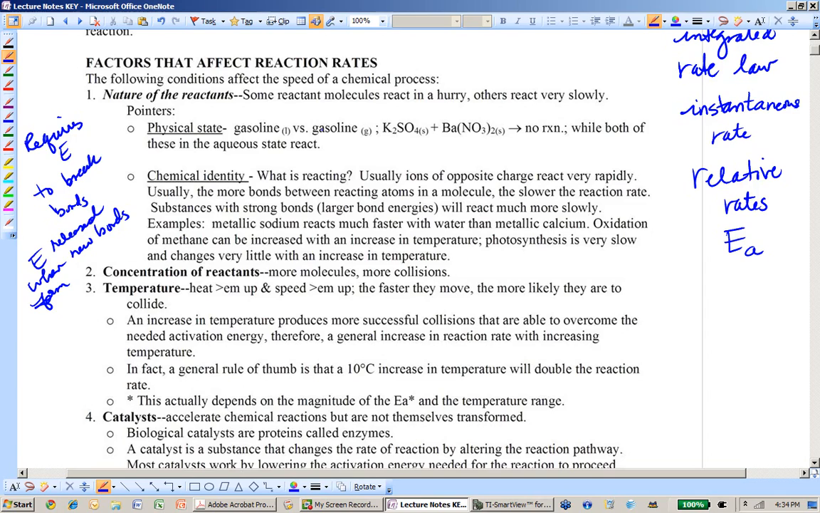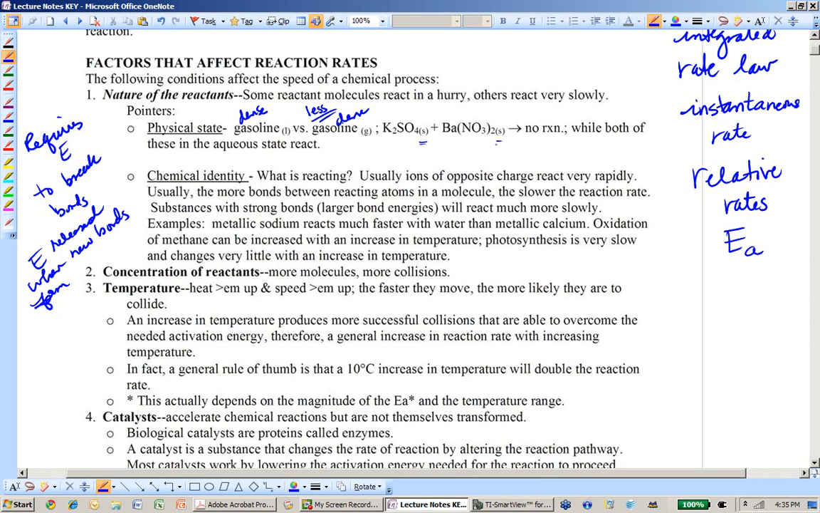If you've got gasoline in the liquid state versus gasoline in the gaseous state, this is dense, and this is much less dense. So if you're talking about collisions, gas molecules are not going to collide with each other since they're not very crowded in a given space compared to liquid molecules of the same substance.